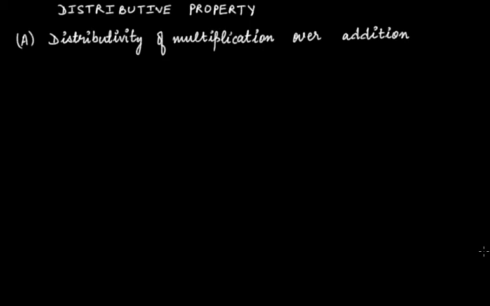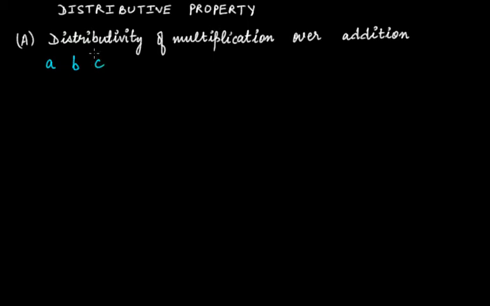In this video lecture, let's talk about distributive property of integers. And the first one is distributivity of multiplication over addition. So what does that mean? Suppose you have three integers, some arbitrary integers a, b, and c.